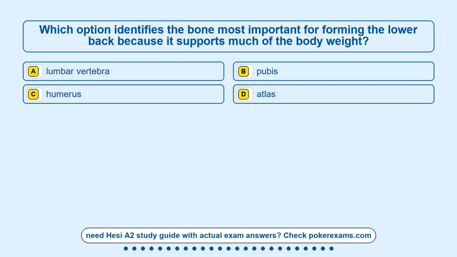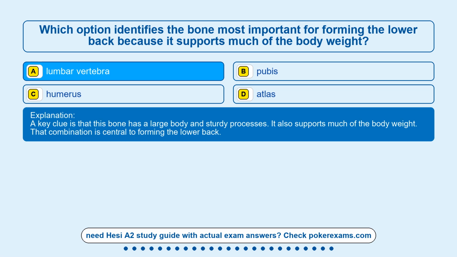Question 4. Which option identifies the bone most important for forming the lower back because it supports much of the body weight? Option A, lumbar vertebra. Option B, pubis. Option C, humerus. Option D, atlas. The correct answer is option A, lumbar vertebra.